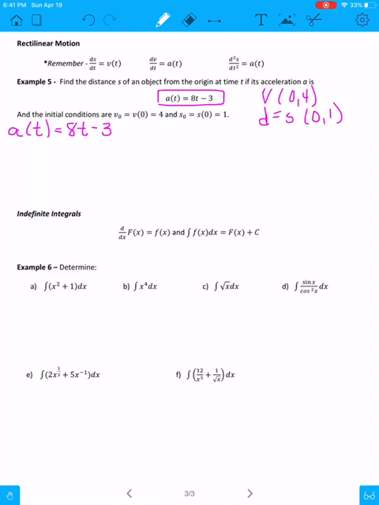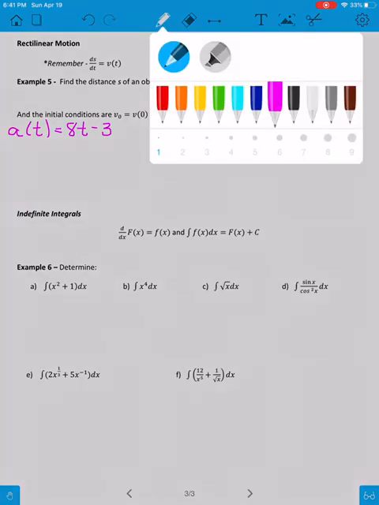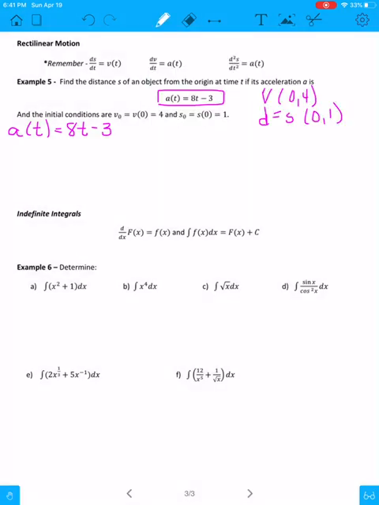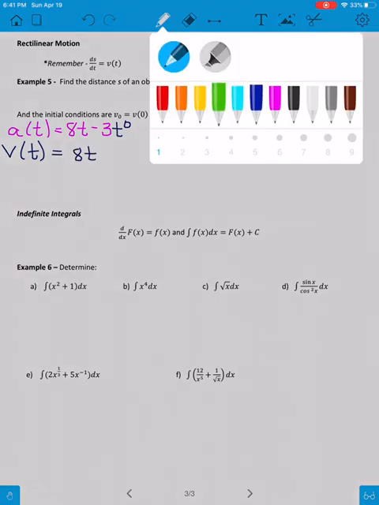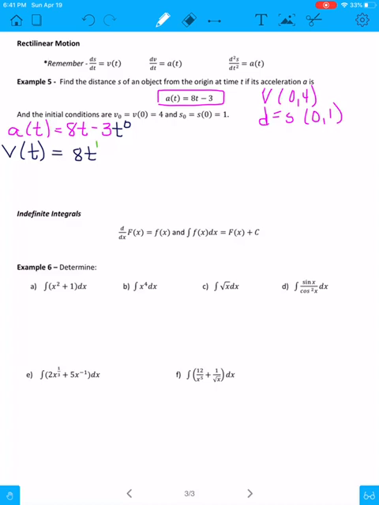If I take the antiderivative of acceleration, I will get velocity, so v of t. I'm going to rewrite this: 8t minus 3t to the 0, technically. So I have to put that. 8t, I'm going to raise it by 1 exponent, so it's going to be t to the 1, and divide by 1. Then I get minus 3t, and instead of 0, it's going to be to the 1, because I have to raise it by 1.